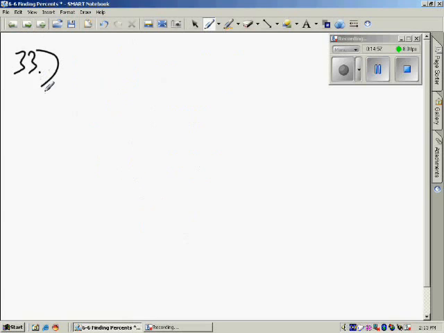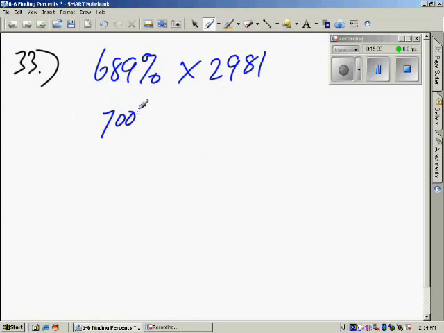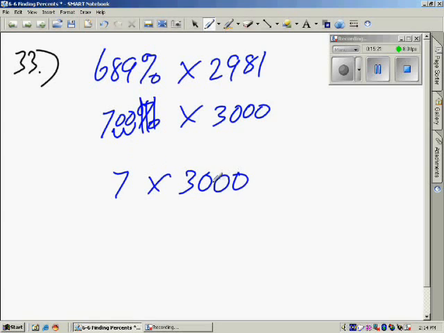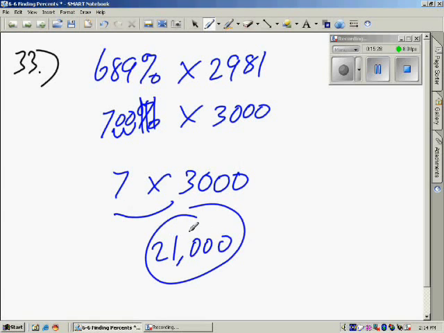Alright, let's look at 33. 689% of 2,981. Well, let's round 689%. Let's just go 700% of 3,000. Isn't that a little bit easier to deal with? Take the percent sign off and move the decimal back, so you just get 7 times 3,000. And what do you get? Well, 7 times 3 is 21, with the 3 zeros makes 21,000. So that's your answer. 21,000.